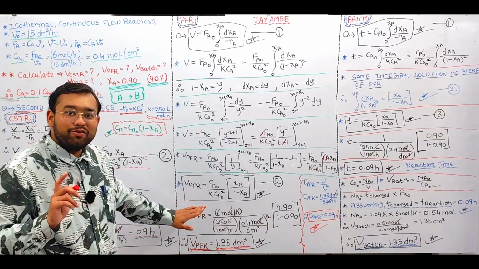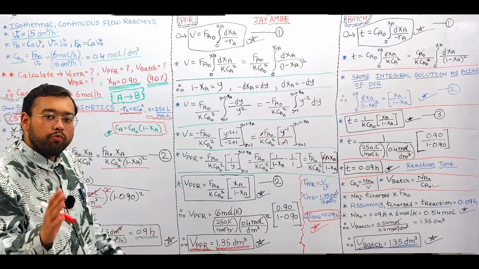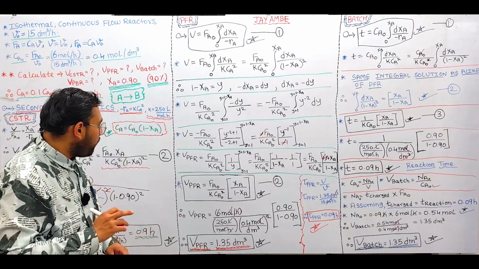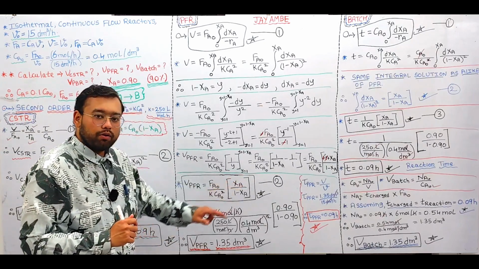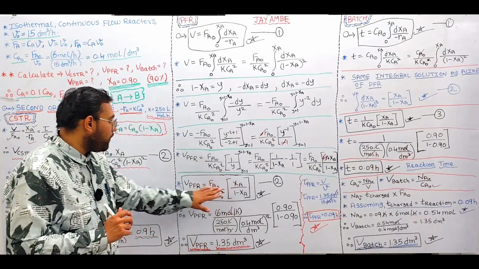So by using equation 2, we can design the volume of the reactor. We can calculate how large a volume of reactor we require in order to achieve the desired conversion. Okay, so let's calculate that. We have all the values. Just substitute all the values, right?